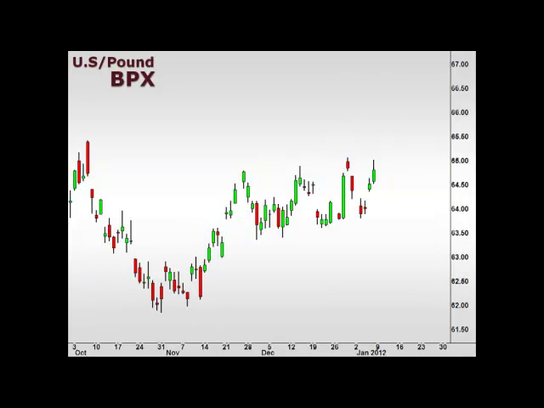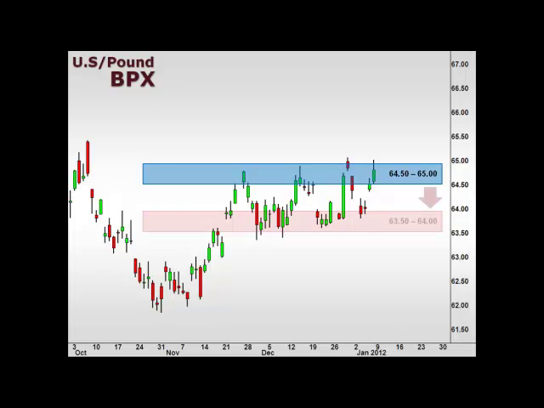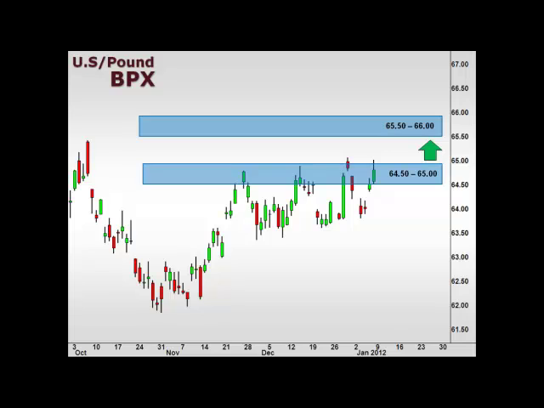Let's take a look at the BPX, the US dollar versus the pound. Well, the BPX continues to test resistance at the 64.5-65 level. A break below 64.5 is likely to retest support down here at 63.5. A break above 65 should signal a continuation higher with 66 as the next upside target.